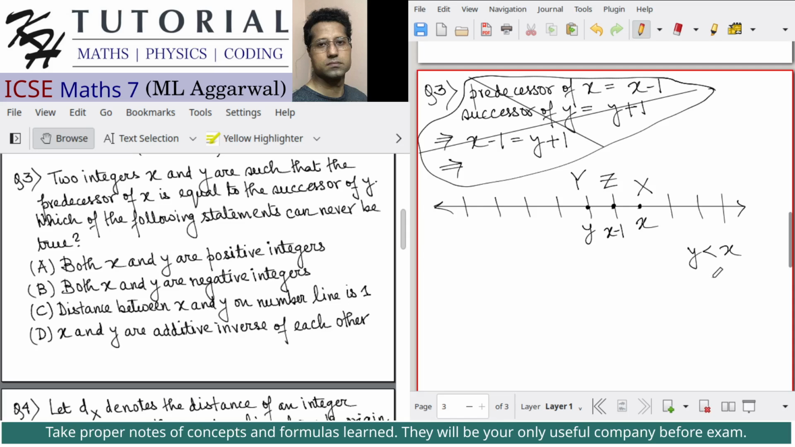Now let's see choice A. The question is asking which of the following statements can never be true. We have to select the choice which can never be true. Let's see choice A. Both x and y are positive integers.